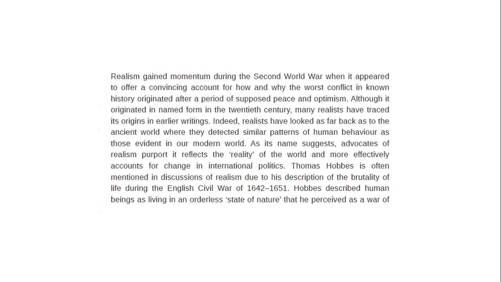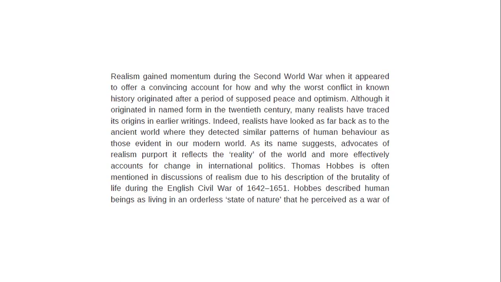Okay, realism gained momentum during the Second World War when it appeared to offer a convincing account for how and why the worst conflict in known history originated after a period of supposed peace and optimism. And unfortunately, that's the way it's gone all over the world. You have, let's say, long periods of time where there's peace and optimism and people are happy. And then suddenly there's war. Like, what the hell's going on, right? And unfortunately, these are the cycles that have happened everywhere throughout the world.